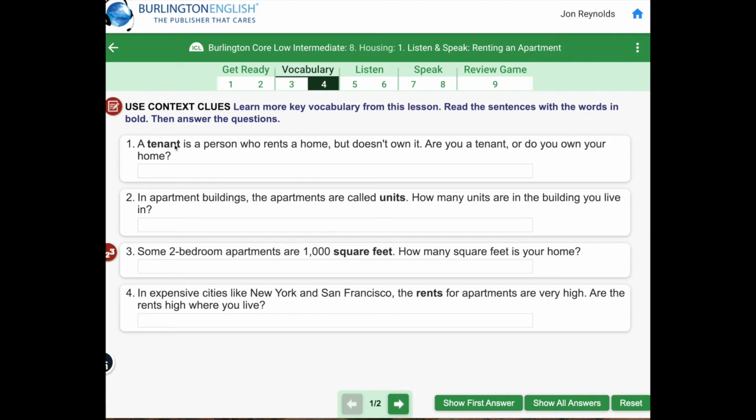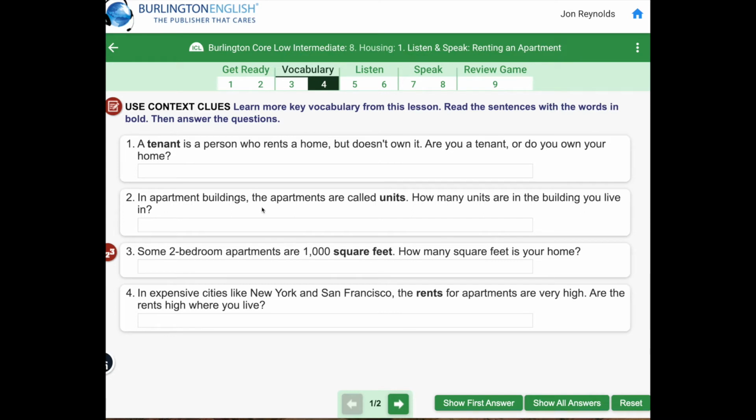If you notice, we have a new vocabulary word that we're going to be learning in each sentence. I'm going to read the sentence, and I want you to think about the answer to yourself. Number 1, a tenant is a person who rents a home but doesn't own it. Are you a tenant, or do you own your own home? So at the moment, are you renting, or do you actually own your house? In this case, if you rent, you would be considered a tenant. Say that word with me, tenant.